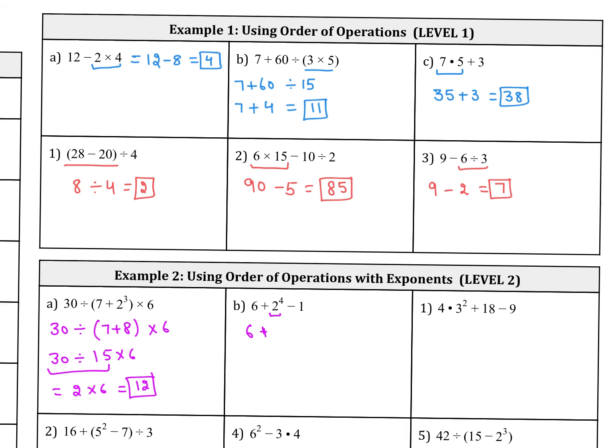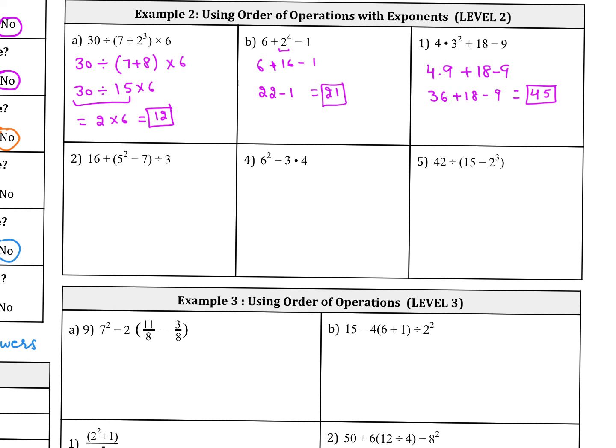So for letter B, you're going to do 2 to the power 4, which is the exponent first. So that's going to be 16 minus 1. And then you're going to do 6 plus 16, and the answer is 21. Similarly, 4 times 9 plus 18 minus 9, and that's going to be 36 plus 18 minus 9, and that's going to give you 45.